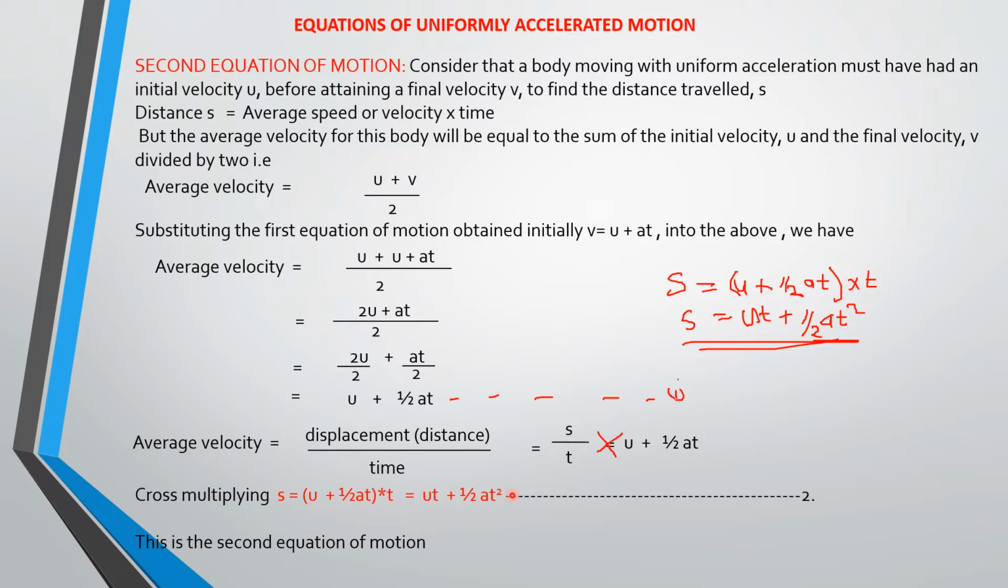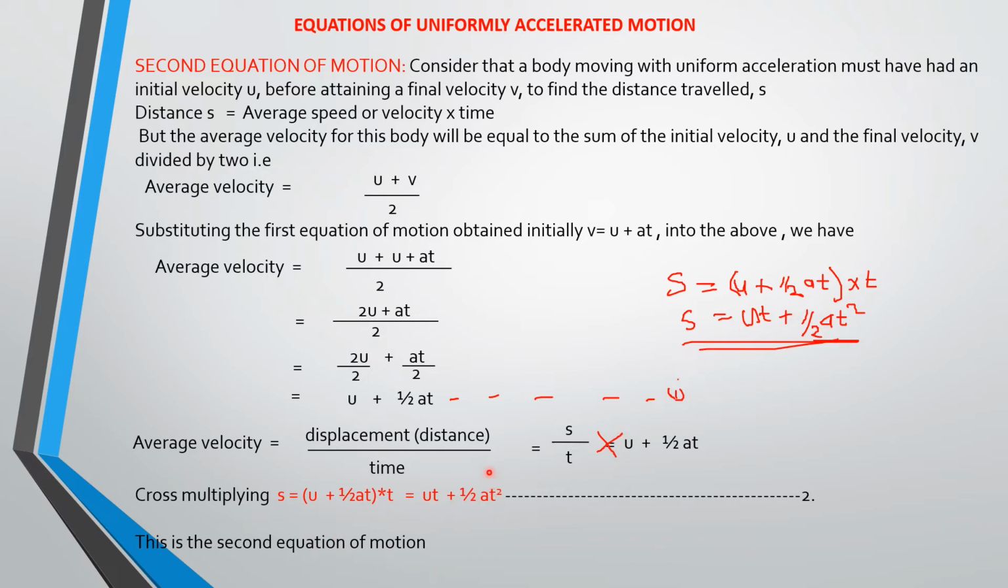It's as simple as that. So please know how we started it and the various steps that we took in order to derive this equation. Know that average velocity is the sum of the initial and final velocity divided by 2, and then substitute the first equation of motion into this and carry out your algebraic calculations to get this particular equation. From there, average velocity is distance all over time, do your cross multiplication, and then you arrive at the second equation of motion.